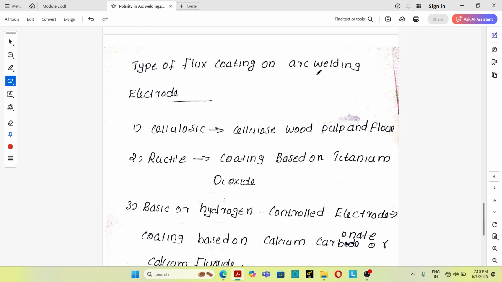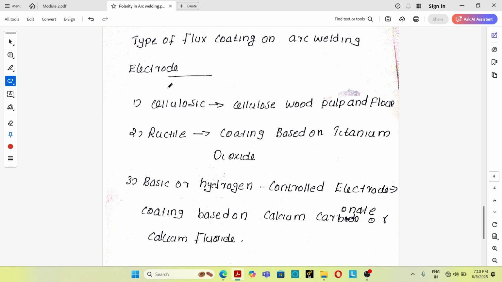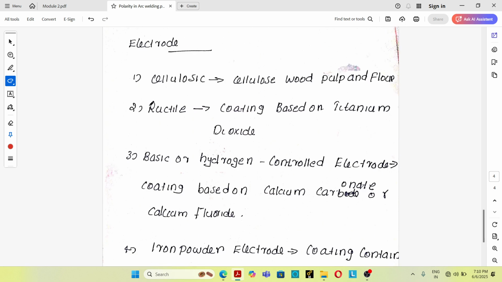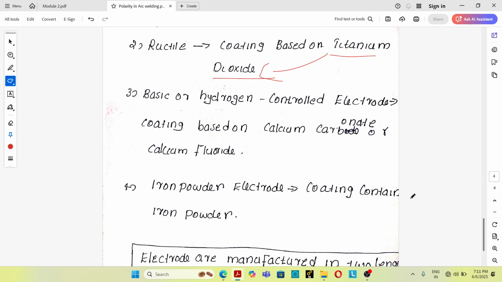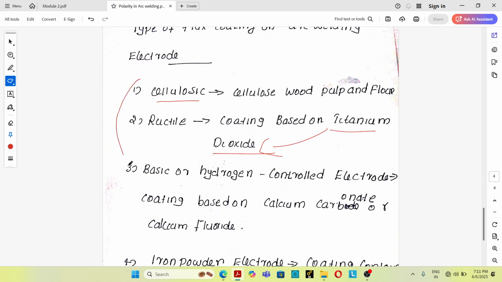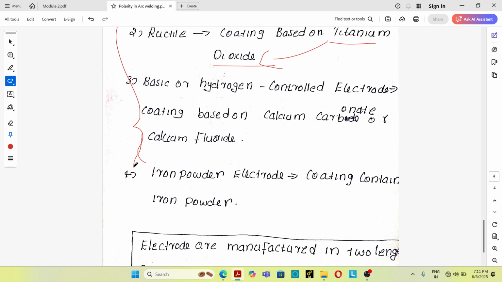Types of flux coating on the arc welding electrodes. What are the different types of flux coating over the arc welding electrode? See, the flux coating may be cellulosic, based on cellulose, wood, pulp and flour. Rutile, coating based on titanium dioxide. Coating based on titanium dioxide is known as rutile. Basic or hydrogen controlled electrode, coating based on calcium carbonate or calcium fluoride. Iron powder electrode, coating contains iron powder. So these are the basic flux coatings commonly used on arc welding electrodes.